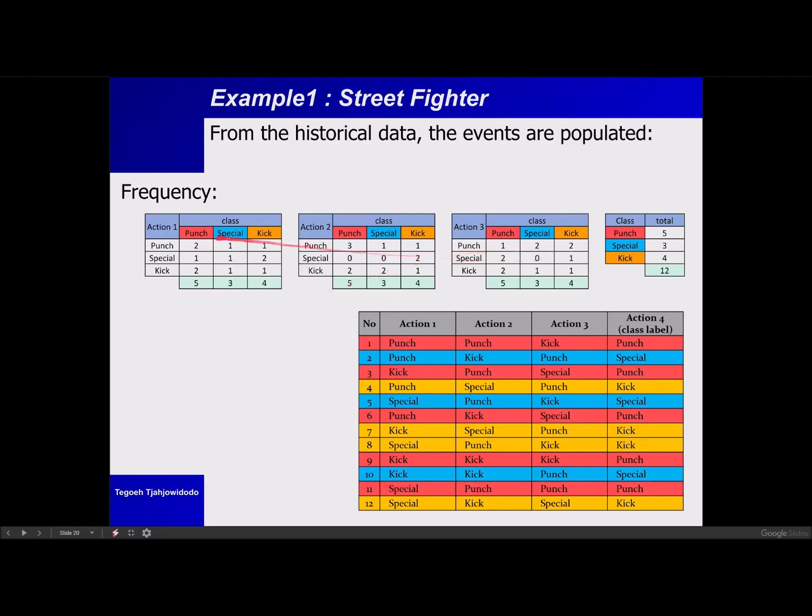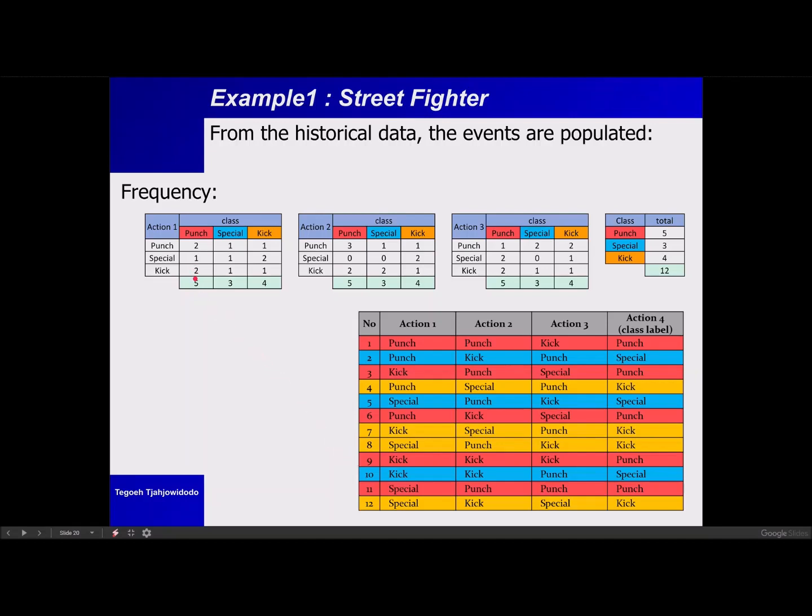Same thing among these 5 punch labels, 1, 2, 3, 4, 5, I indicated as red there. How many of them have special action in the first action? Only one apparently, the one in row 11. So I put 1 in here. Again, from these 5 punch classes, how many of them have kick at the first action? Number 3 and number 9. So there are 2. I put 2 here.